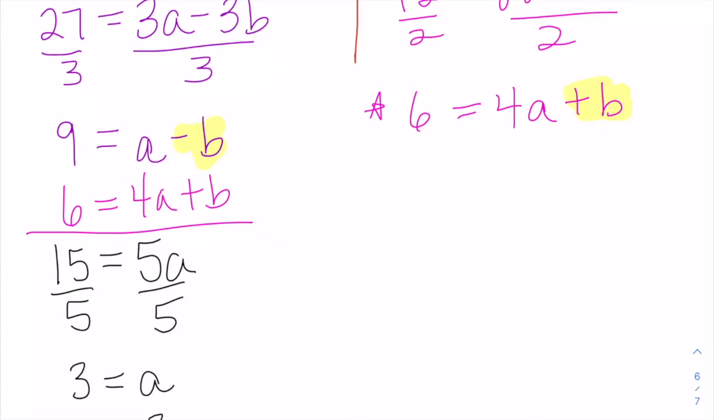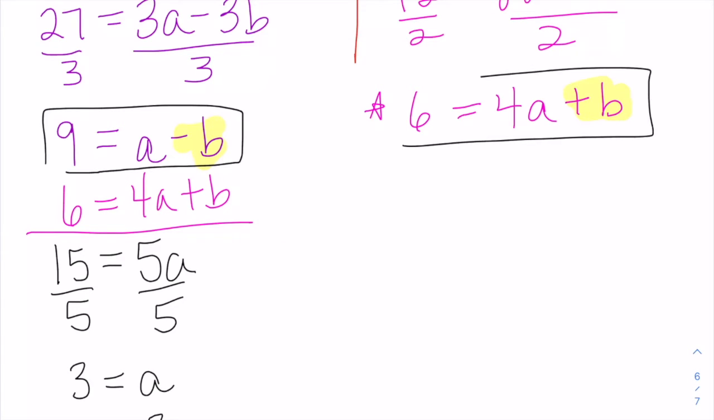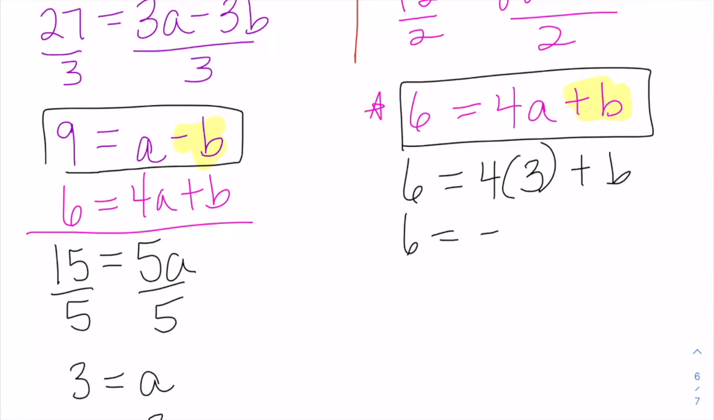All right, so now we just have to work backwards to get the other variables. So I'm going to use this one. You could use this equation or this equation to get back to b, right? So 6 equals 4 times 3 plus b. So 6 equals 12 plus b, and then when I subtract 12, we'll get negative 6 equals b.